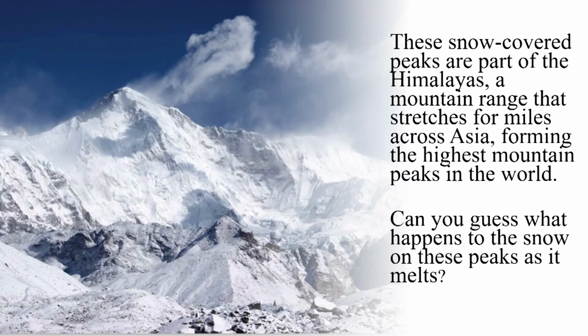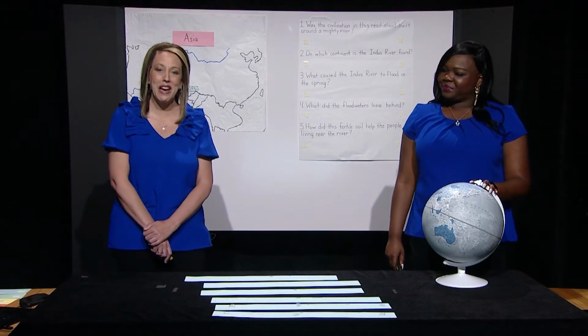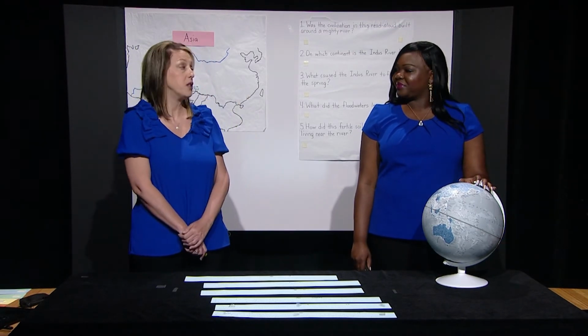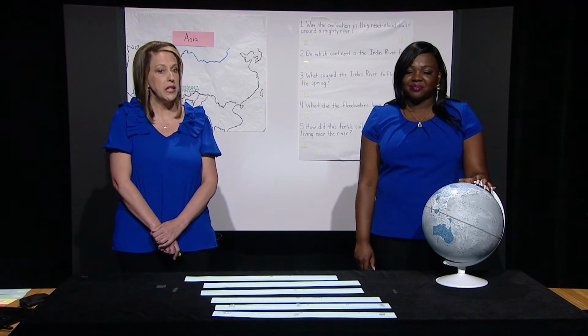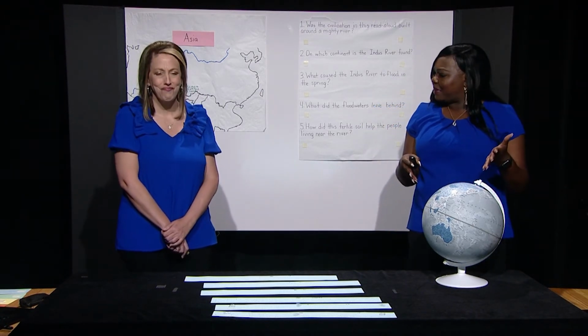Miss Tiffany, can you guess what happens to the snow on the peaks when it melts? It turns into water? That's right. The snow turns into water and travels down the mountainside to form rivers in the valleys below. When you say valleys, do you mean like the two points in between the mountains? Yes, that's right.